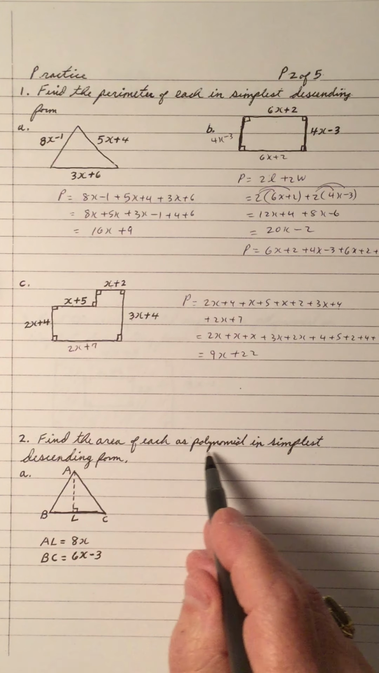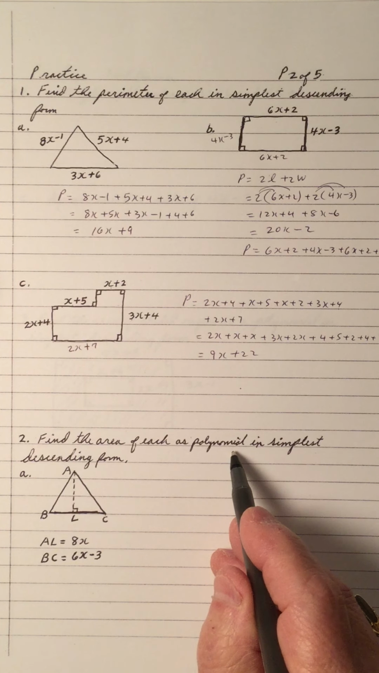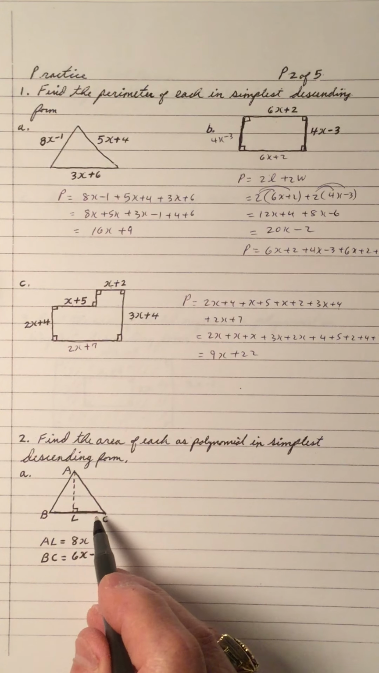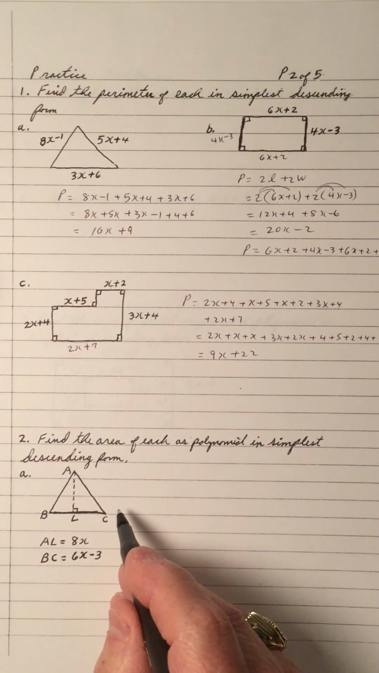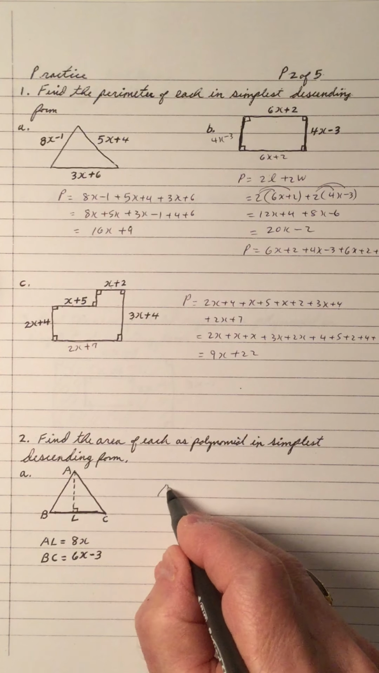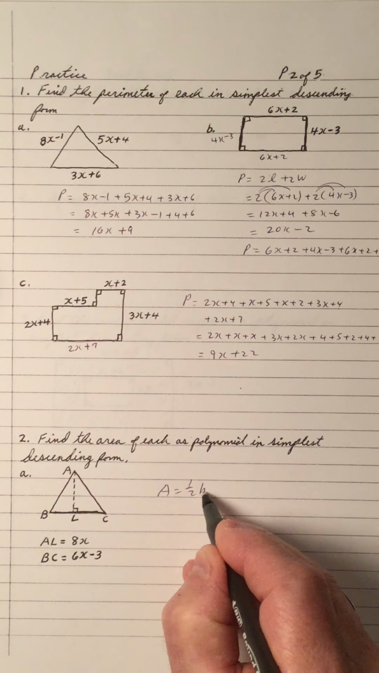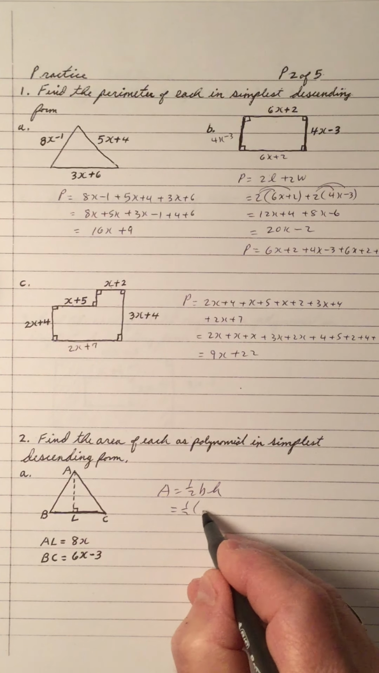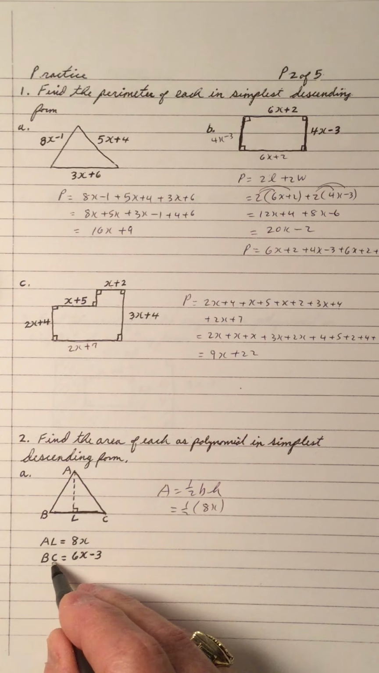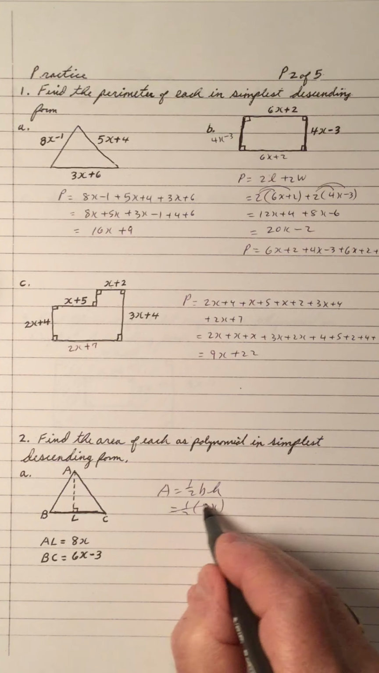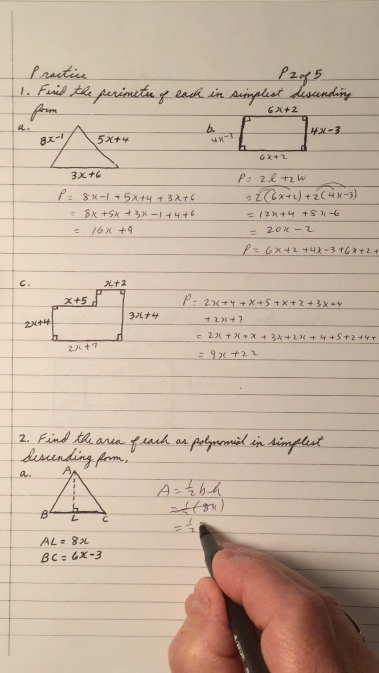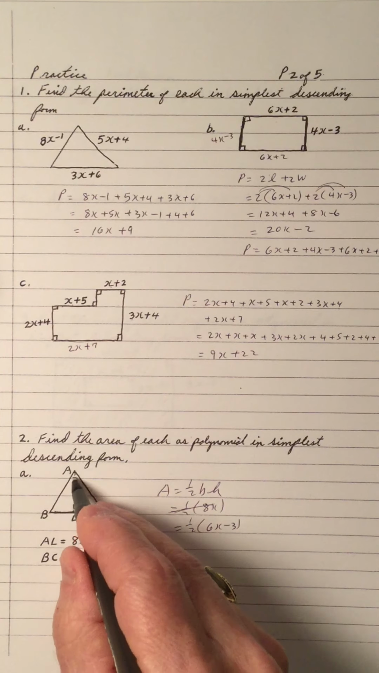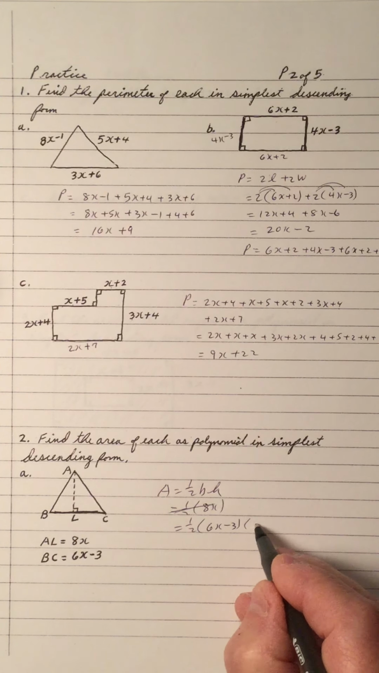Number 2, find the area of each polynomial in simplest descending form. We're doing the area of each because there's more on the next page. A triangle has half the base times the height. The base is 6x minus 3 and the height is right there, which is 8x.